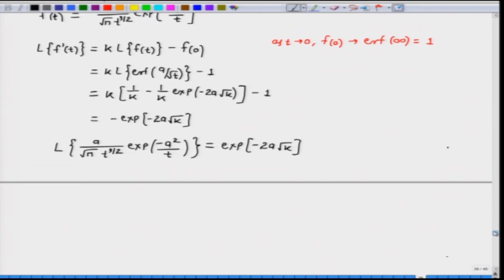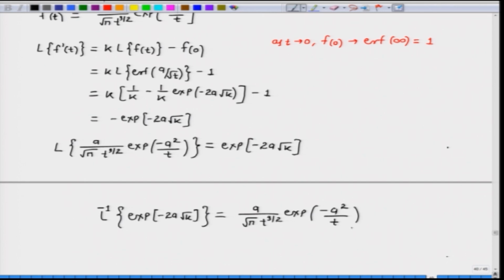If we take the inverse on both sides, we can also write this as L inverse of exponential of minus 2a root k should be equal to a by root pi t to power 3 by 2 exponential minus a square by t. So, this is another formula that is often used while solving the diffusion equation. So, we have derived a couple of formulae today. We will stop here for today. Thank you.